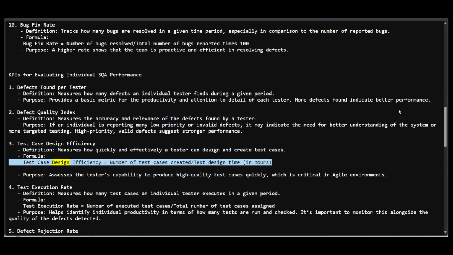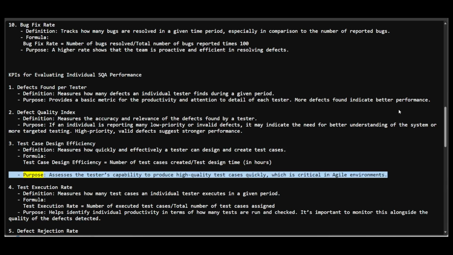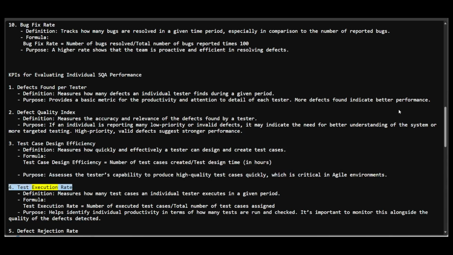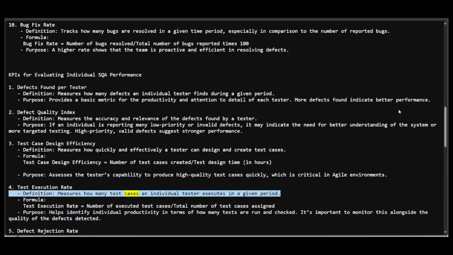Formula: test case design efficiency equals number of test cases created / test design time, in hours. Purpose: assesses the tester's capability to produce high-quality test cases quickly, which is critical in Agile environments. 4. Test execution rate. Definition: measures how many test cases an individual tester executes in a given period.